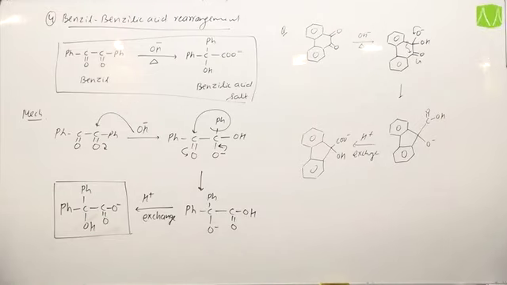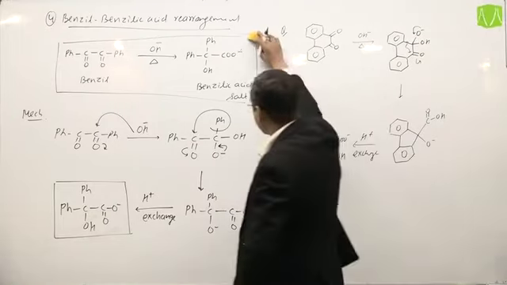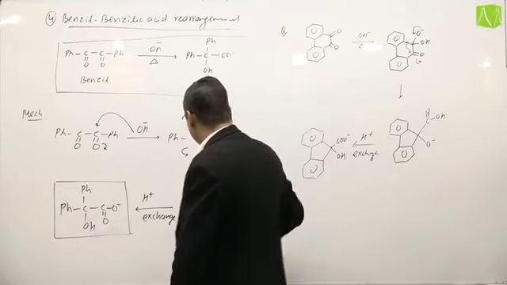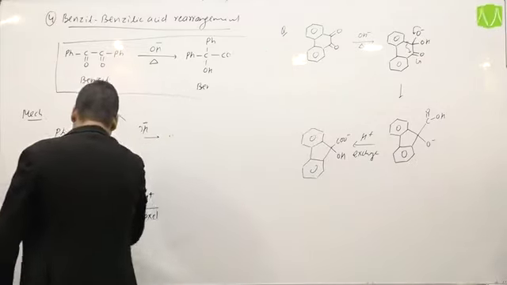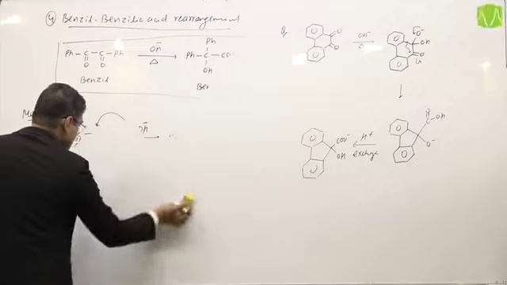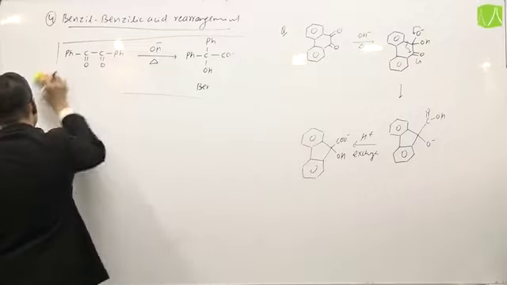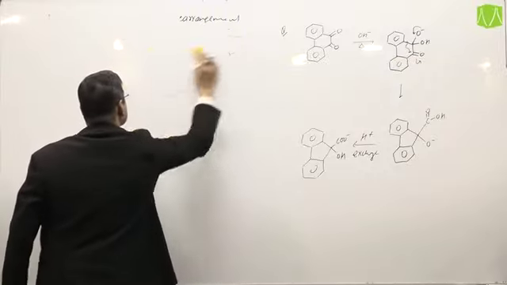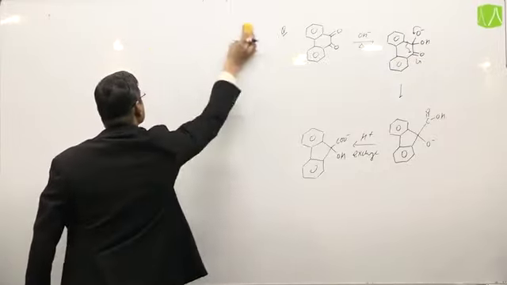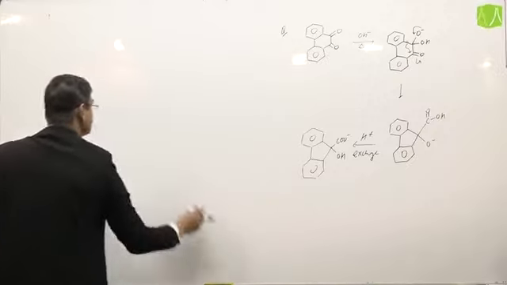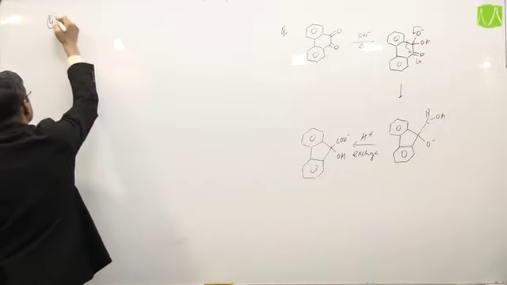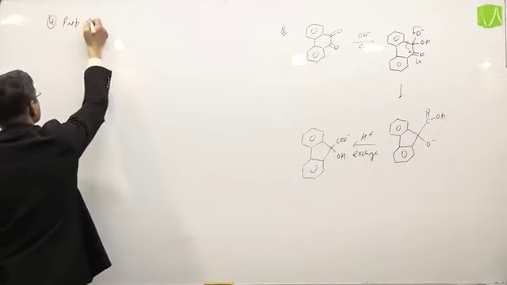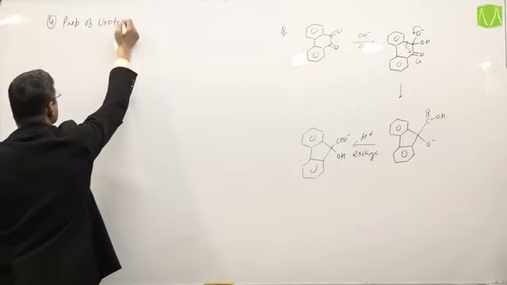So next reaction is preparation of urotropin. Urotropin is the antiseptic. It is used as a medicine. It is a urinary antiseptic, urotropin. So next is preparation of urotropin.